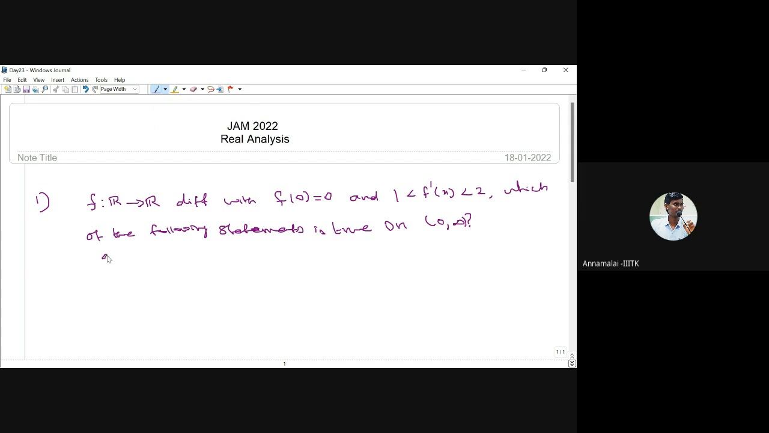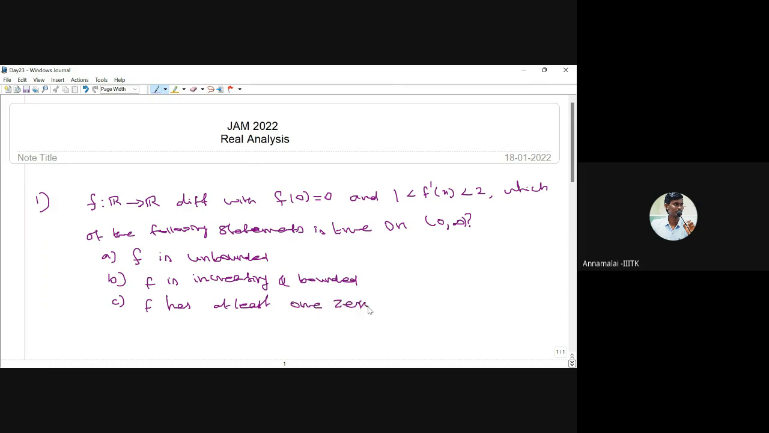So the first option, f is unbounded. The second option, f is increasing and bounded. The third option, f has at least one zero. And the last option, f is periodic.